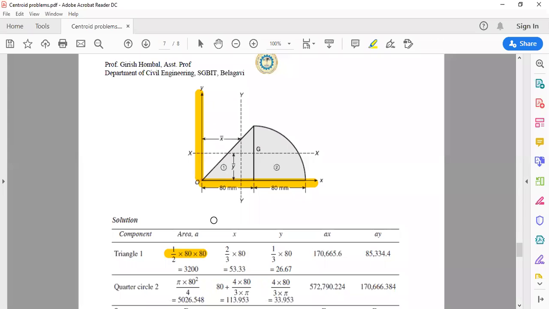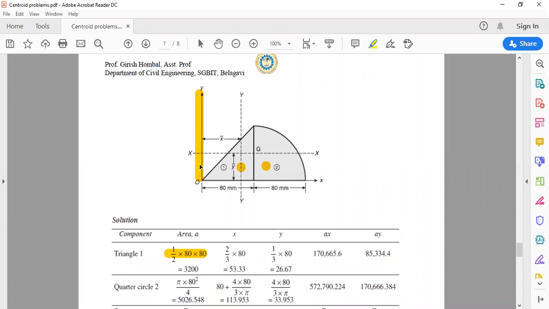Now the next part is x bar. Now, as soon as you divide the given section, the next thing is you're supposed to indicate its individual centroid. So the individual centroid of triangle lies somewhere here, whereas the individual centroid of semicircle lies somewhere at this point. So next we need to calculate x and y coordinates. So the first one is triangle x bar of triangle. X bar is always calculated from y-axis. So what is the distance of this centroid from y-axis?